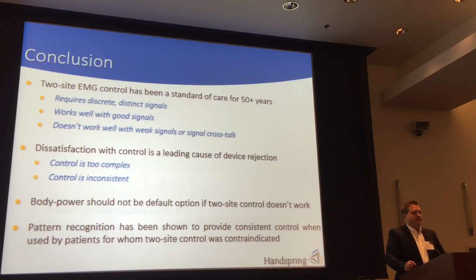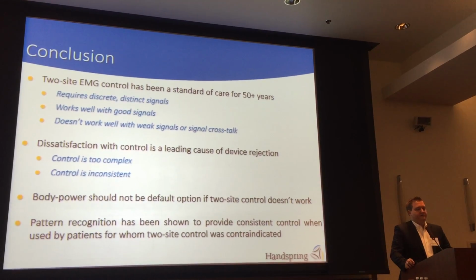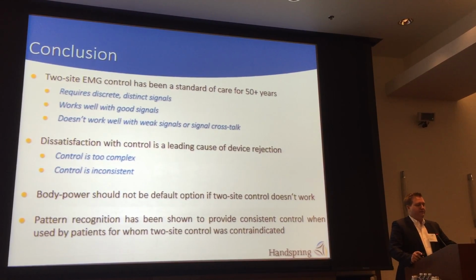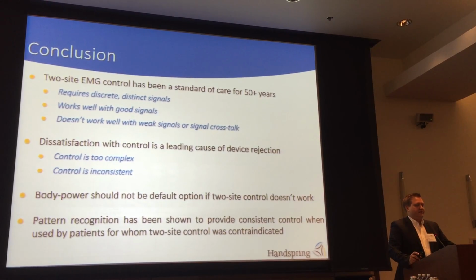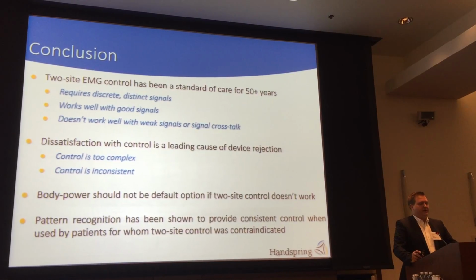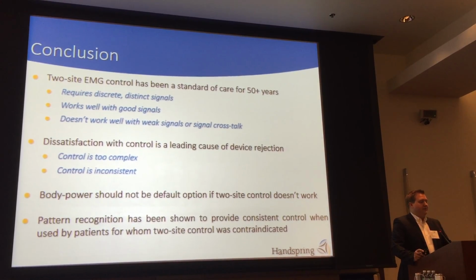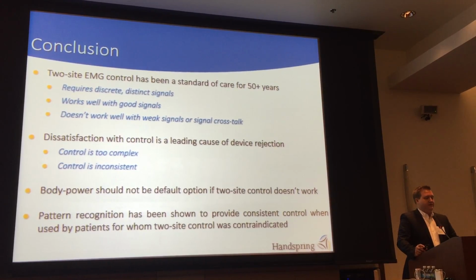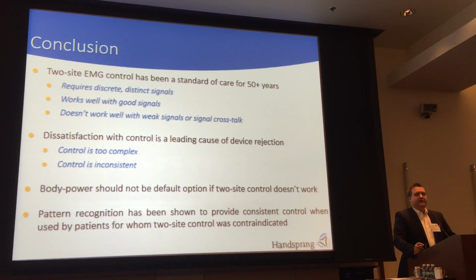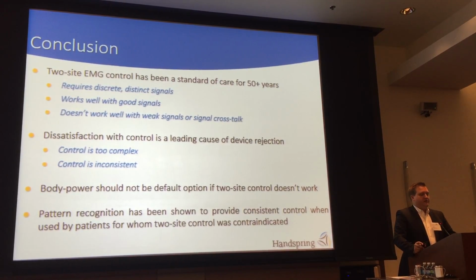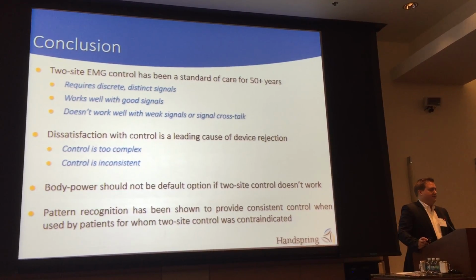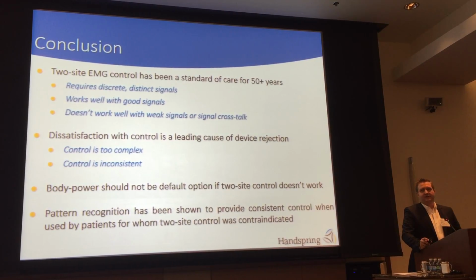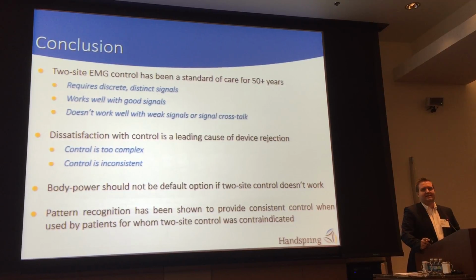So, in conclusion, two-site EMG control has been the standard of care for 50 years with respect to surface EMG. It requires discrete, distinct signals. It works well when you have good signals, but it doesn't work well when you have weak signals or signal crosstalk. We know that dissatisfaction with control is one of the leading causes for device rejection, and that dissatisfaction can come from the fact that the control is either too complex or the control is inconsistent.